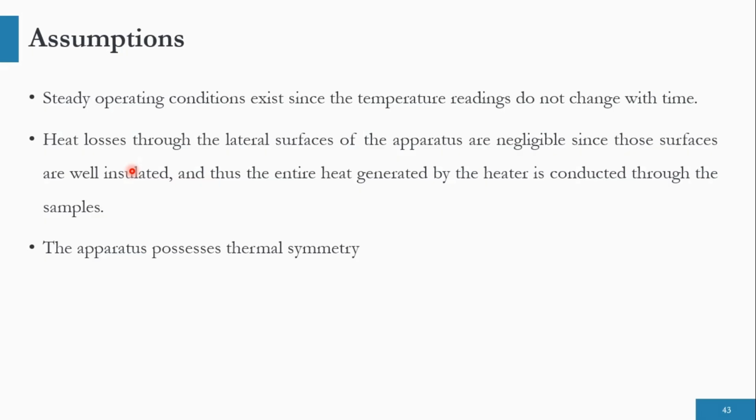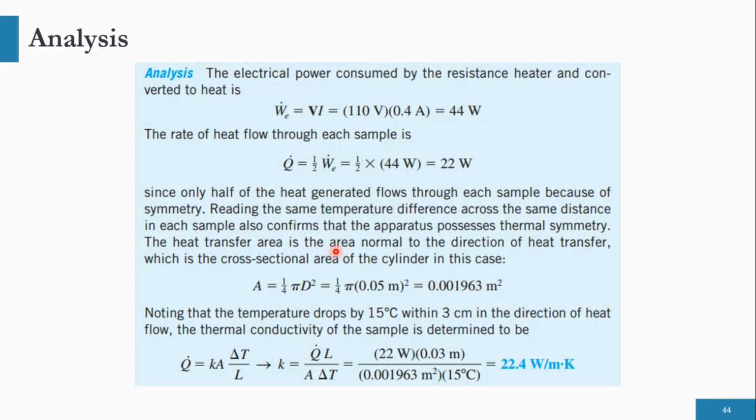And the apparatus possesses thermal symmetry. Going to the part of the solution, the electric power consumed by the resistance heater and converted to heat is WE, which is equal to voltage times current. So 110 times 0.4 will give an answer of 44 watt. Now this power is transferred equally to both samples. So if we want to calculate for one sample, it will be one half of this power. So it means 22 watt will be transferred to one sample and 22 watt to the other sample.